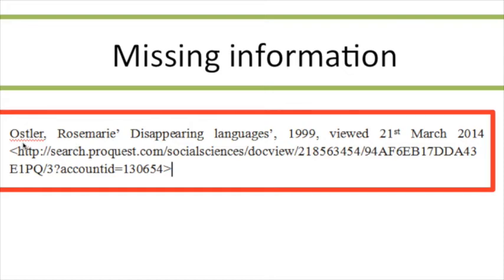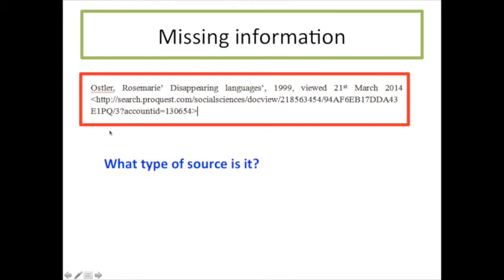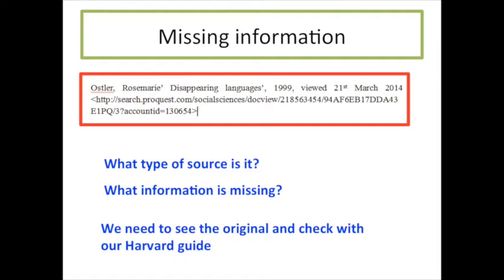Missing information. If you see this source, I've got my Osler, Rosemary, there should be a date there. Disappearing languages, there's the date, so it's in the wrong order. But then it says it's from ProQuest. So I'm left wondering, what type of source is this? What information is missing? I need to look at the original. So I'm going to follow the URL and find the original source. And I'll also check with my Harvard guide.